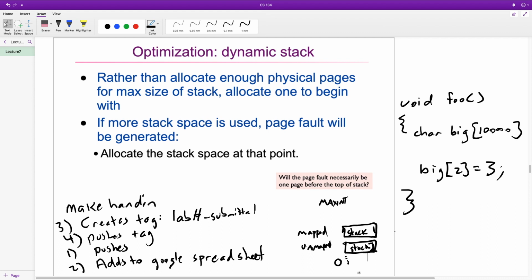Questions on that? There's this question. Will a page fault necessarily be one page before the top of the stack? No. So could it be that I'm mapped here and this is unmapped and I don't hit stack 2 first, I hit stack 3? Is that what you're saying? Yeah. Because you could put in a different value of your stack pointer, and then that would hop over that. So I could do that by hand, writing assembly code or something. I could just move the stack pointer and do that.